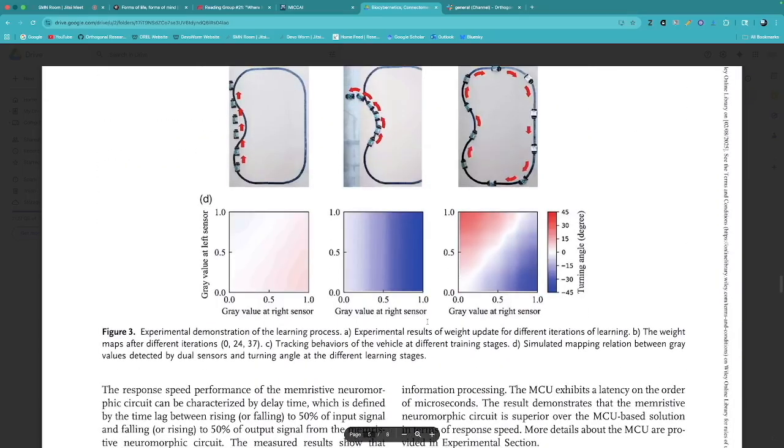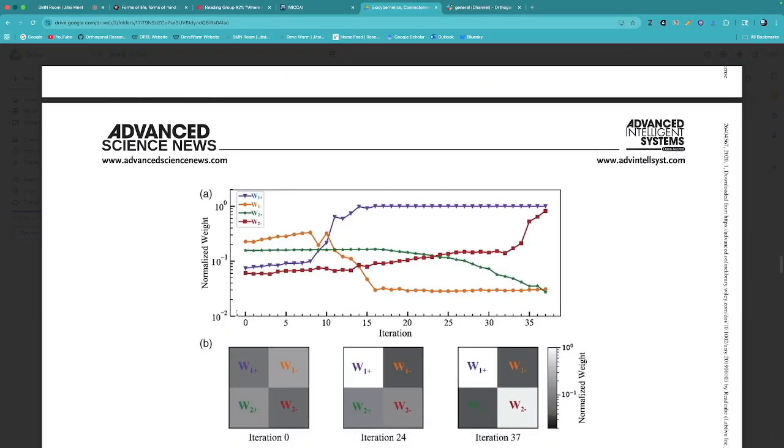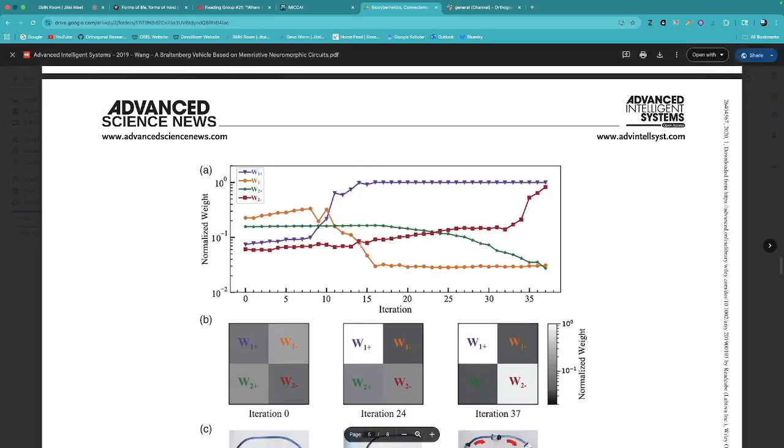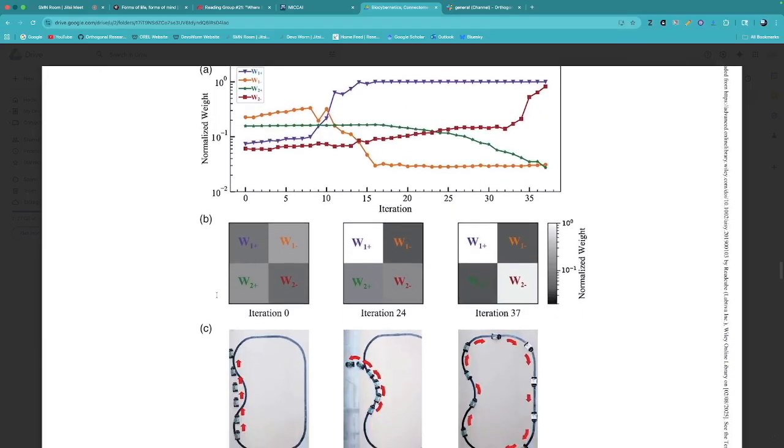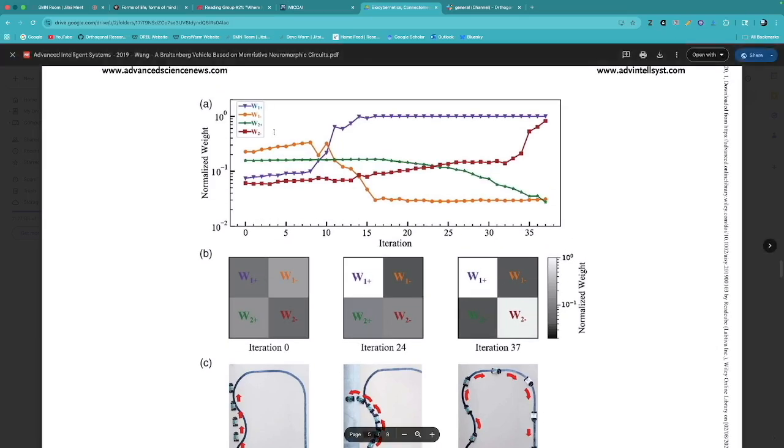This is figure 3. This is a demonstration of the learning process again. This graph in A is where we go over time, and we have the normalized weights of each connection, 1 positive, 1 negative, 2 positive, 2 negative, and this just shows the normalized weight of that. I guess it's normalized from 0 to 1. And so our iterations here, we see that over time, we get these normalized weights. So the positive is positive feedback, the negative is negative feedback.